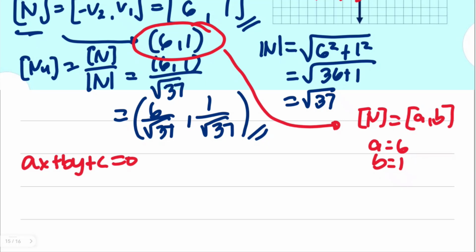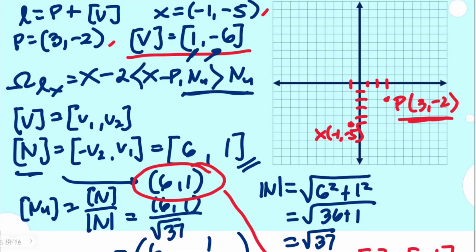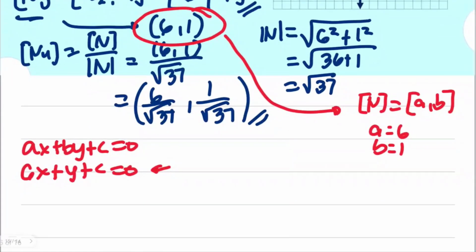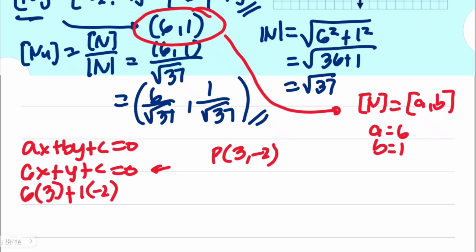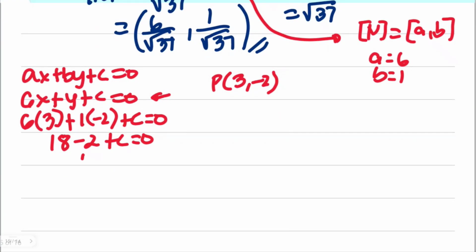So we can actually have here 6x + 1y + C = 0. To solve for C, since P is a point on that line, let me substitute that here. So for P, meaning (3, -2), you have here 6 times 3 plus 1 times -2 plus C is equal to 0. That's 18 minus 2 plus C is equal to 0. 16 plus C is equal to 0. So our C is -16.